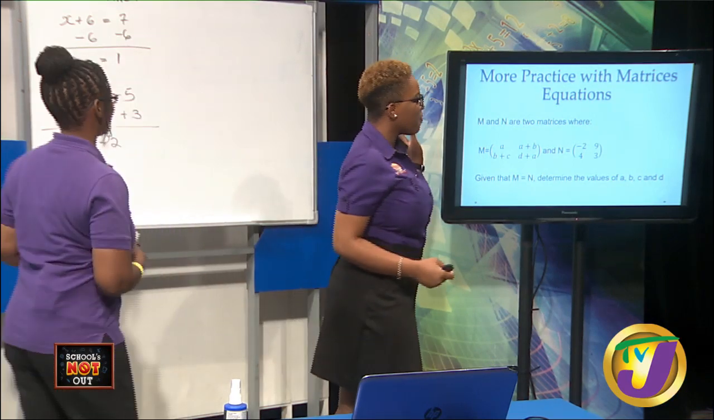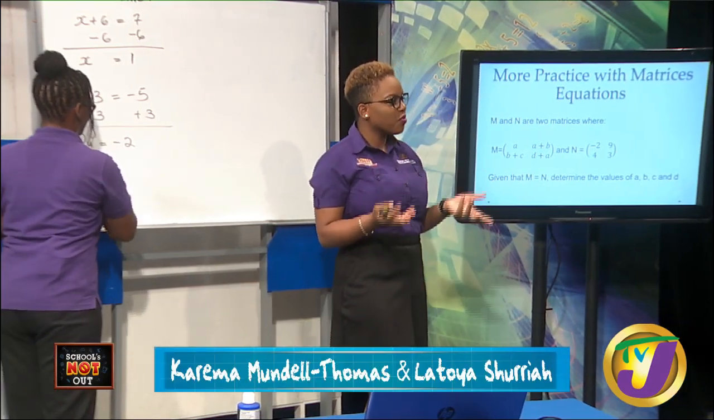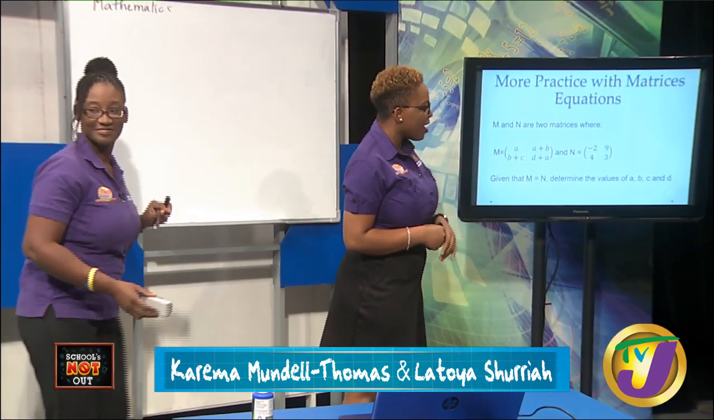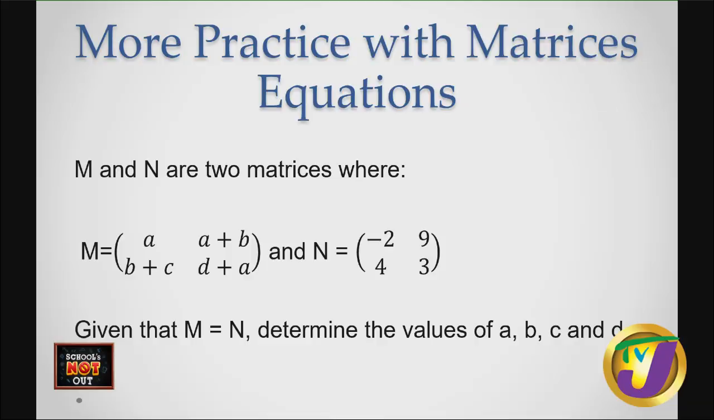So we have a question here for you, our lovely viewers at home. M and N are two matrices where M is equal to, you can see here, and N is equal to.